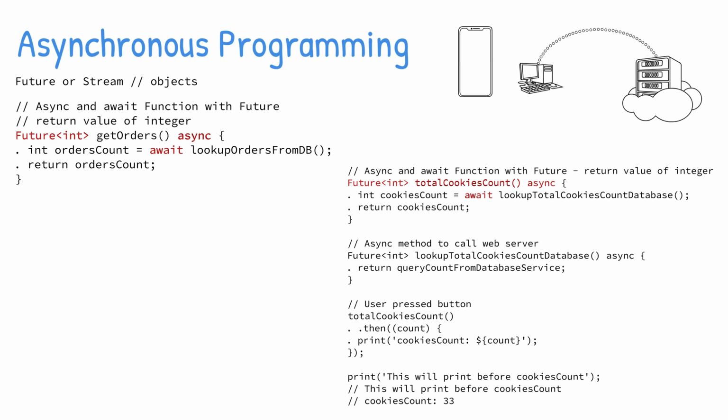The lookup totalCookiesCount database method represents a call to a web server to retrieve data and is preceded by the await keyword. The await keyword allows the request to be made, and instead of waiting for the data to come back, it continues executing the next block of code. Once the data is retrieved, the code continues to finish the function and returns the value.